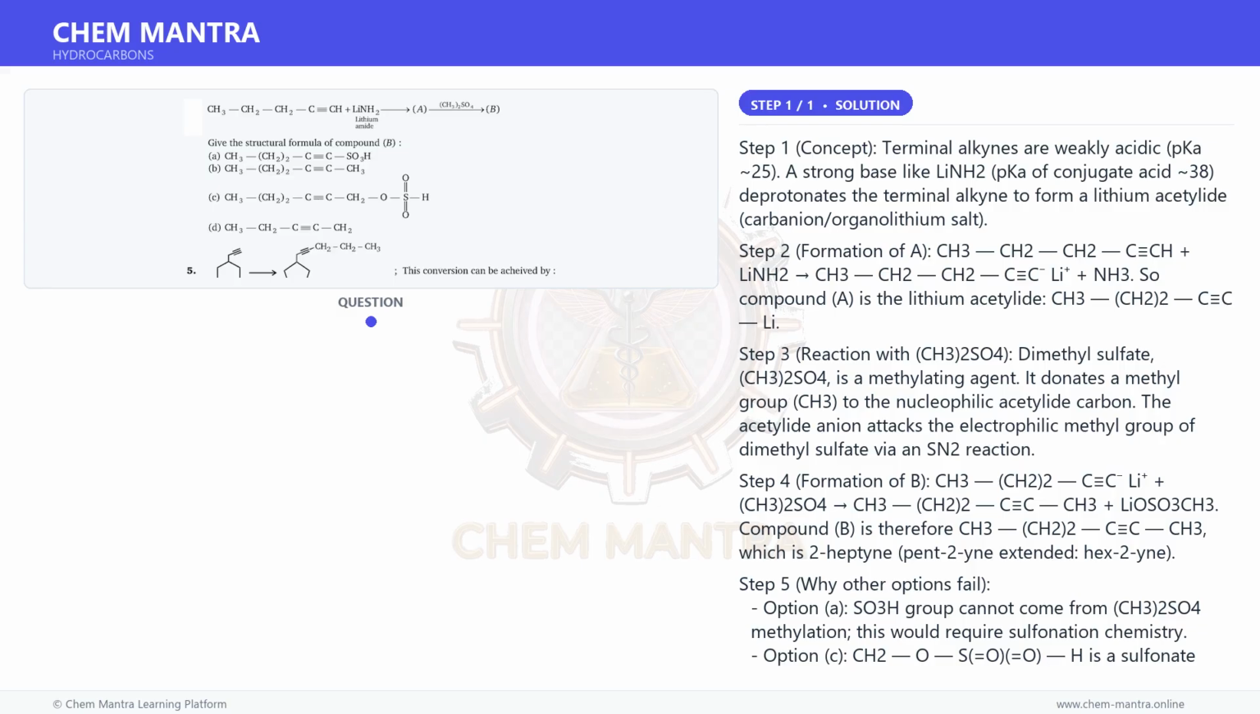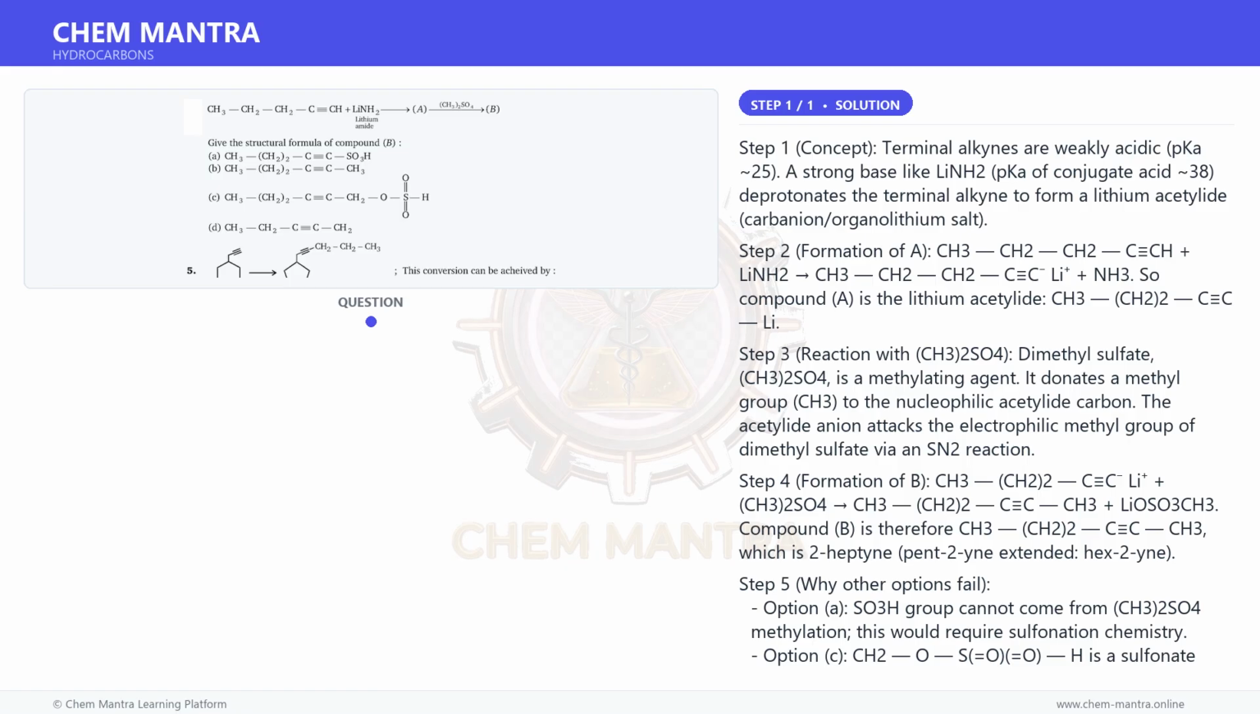Step 1. Concept: terminal alkynes are weakly acidic, pKa 25. A strong base like LiNH2, pKa of conjugate acid 38, deprotonates the terminal alkyne to form a lithium acetylide, a carbanion organolithium salt. Step 2. Formation of A: CH3CH2CH2C≡CH + LiNH2 gives CH3CH2CH2C≡CLi + NH3. So compound A is the lithium acetylide CH3CH2CH2C≡CLi.